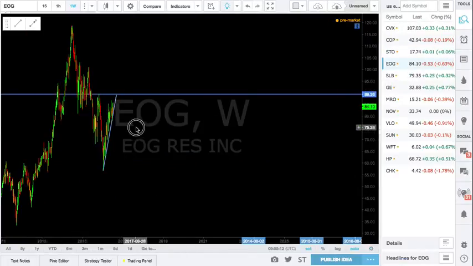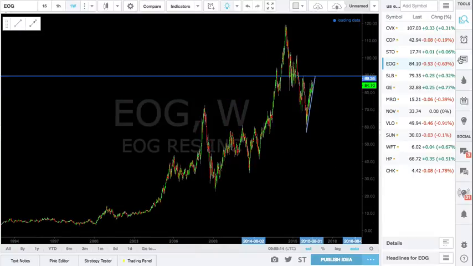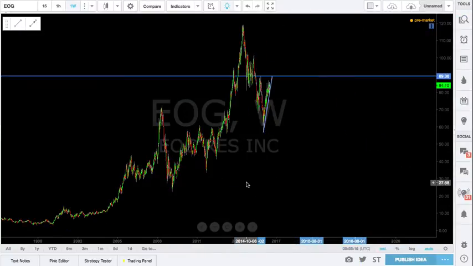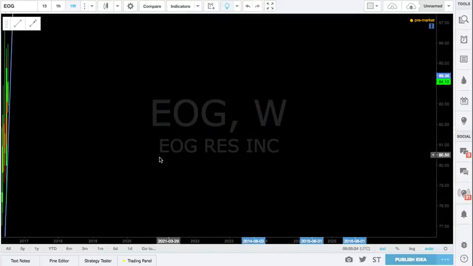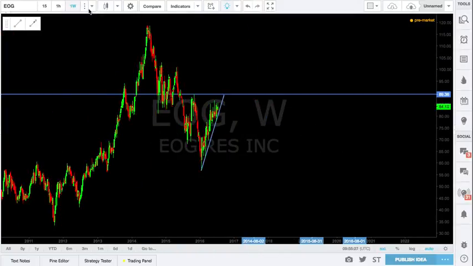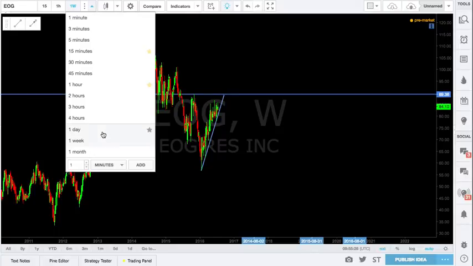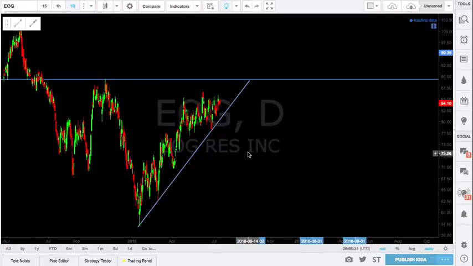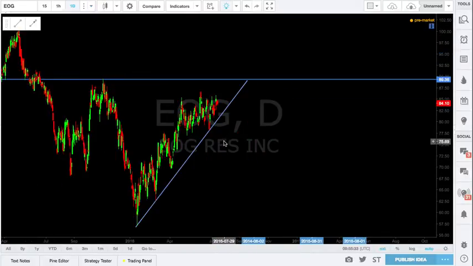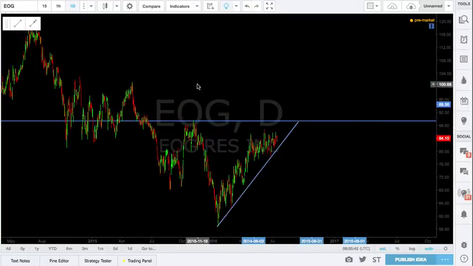EOG Resources, again similar pattern. So impulse, correction, impulse, correction, impulse, and now we're doing it in reverse. Let's just have a look at the daily. So this one's the same deal. I think this is the upward trend line, so as long as it's working its way up this, I think it'll probably reach about here.